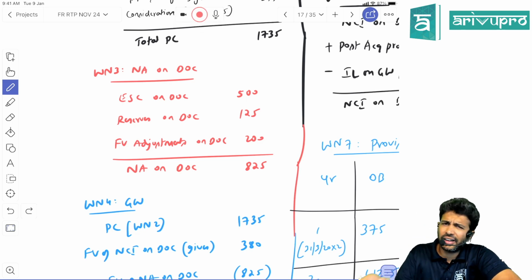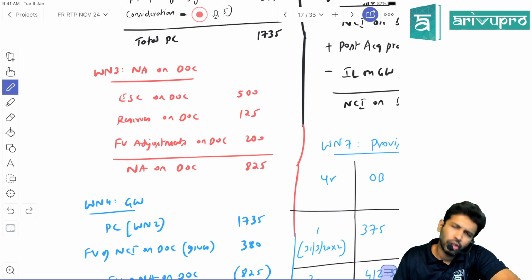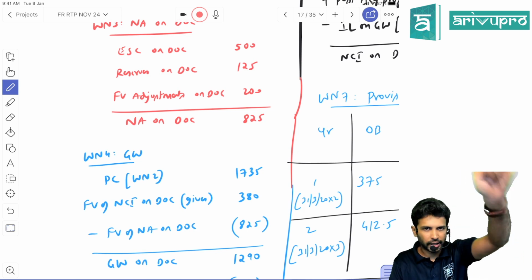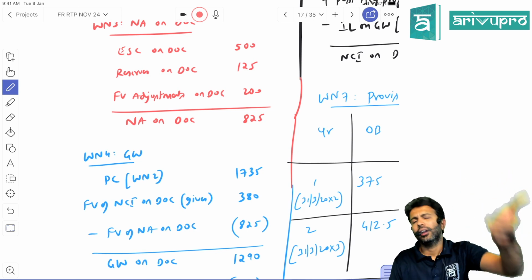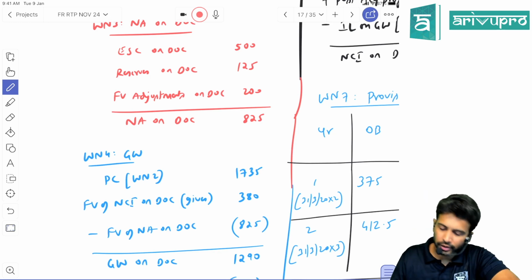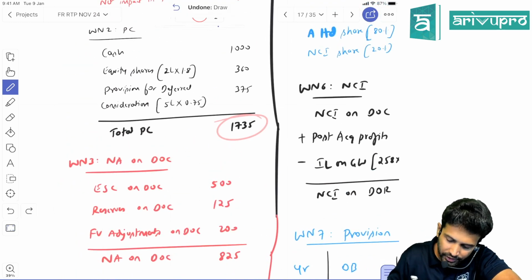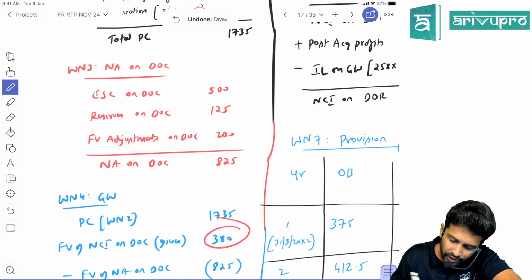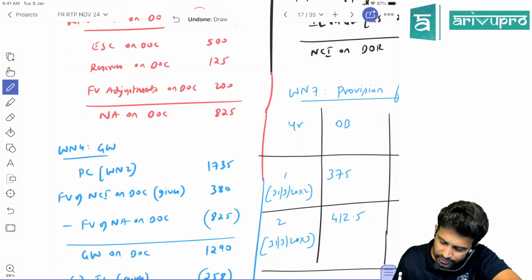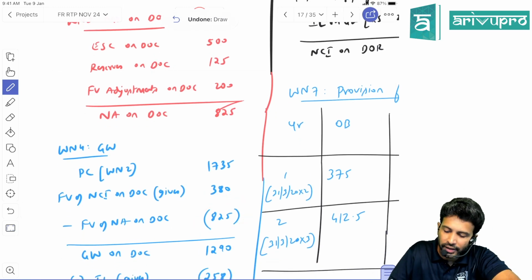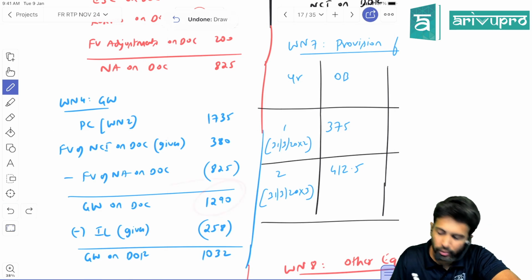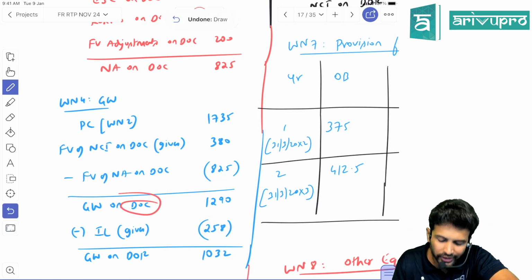Then, sir, once you have net assets, you can easily calculate goodwill. So how do you calculate goodwill? First you take PC, then add NCI, and reduce net assets on the date of control. PC we calculated here as 1735. NCI they have given in the question, the adjustment is 380. Less fair value of net assets on the date of control, above we calculated 825. You will get goodwill of 1290. This is the goodwill on the date of control.